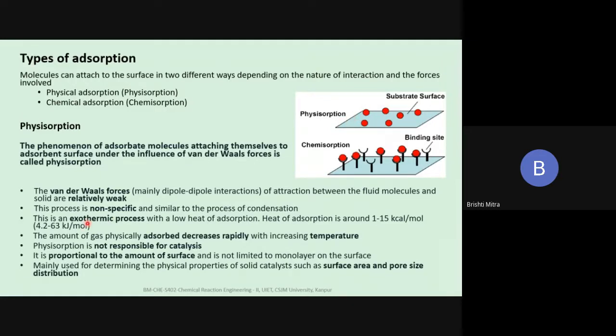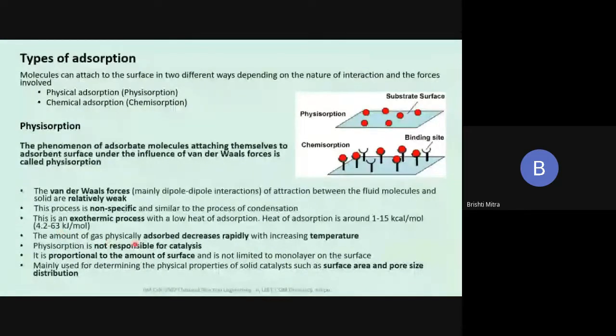This process is exothermic. That means heat is given out during the adsorption process, but the heat of adsorption is kind of low. So what kind of heats of adsorption are we talking about? The heat of adsorption is in the range of 1 to 15 kilocalorie per mole, or in terms of kilojoules per mole, it is 4.2 to 63 kilojoules per mole.